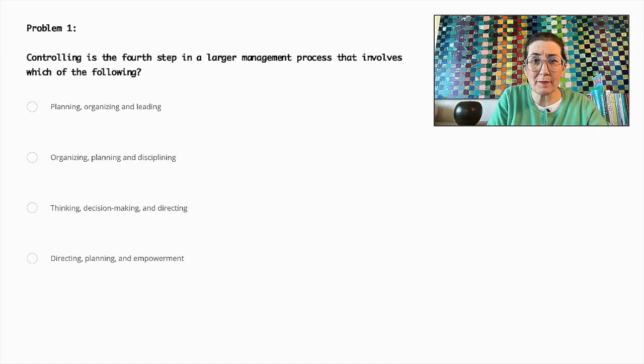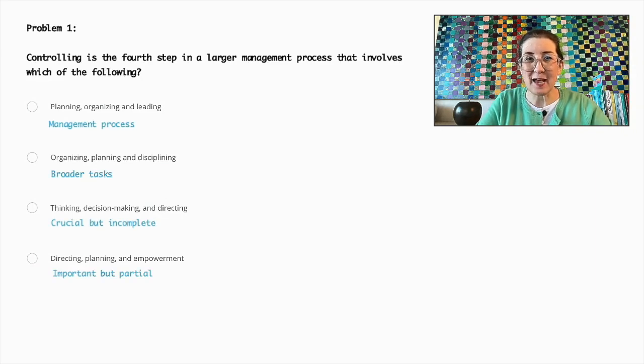Controlling is not primarily associated with disciplining. Organizing, planning, and disciplining are broader tasks. Thinking and decision-making are crucial, but don't represent the full management process. Directing and empowerment are important, but not a complete sequence.